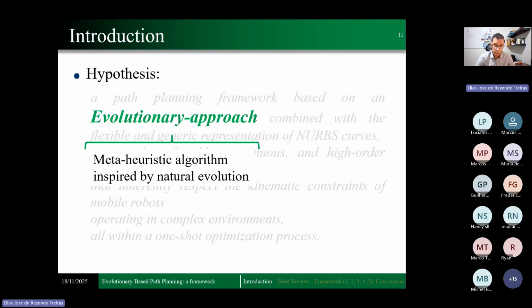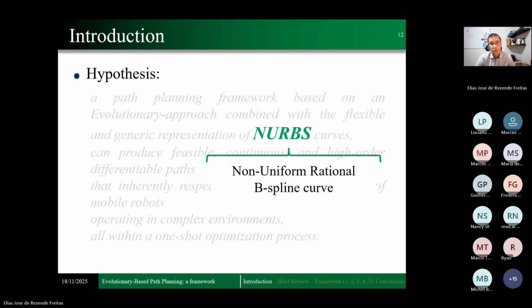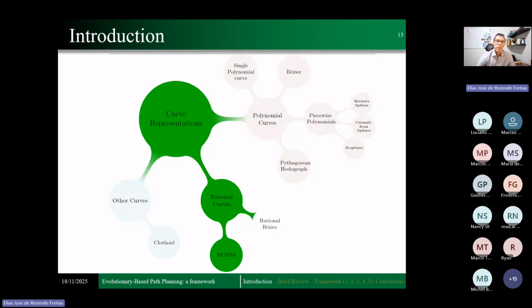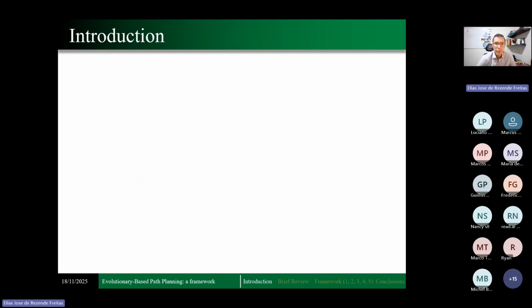An evolutionary approach is a meta-heuristic algorithm inspired by natural evolution. And NURBS is the non-uniform rational B-Spline curve among the set of possible curve representations. We chose NURBS curves because they can offer a flexible, generic, and unified framework for representing paths.